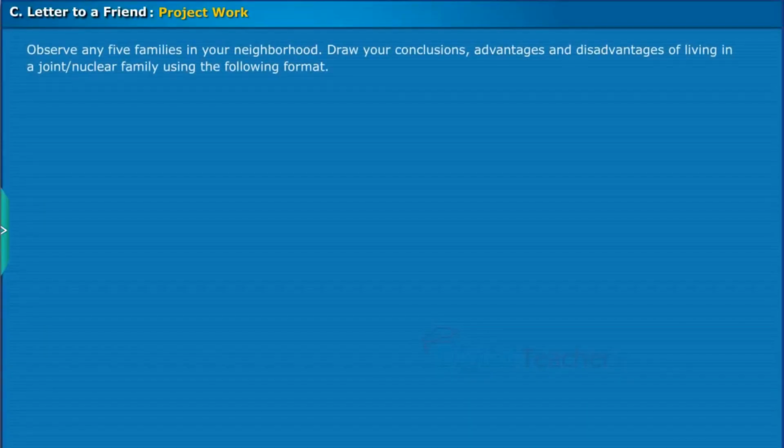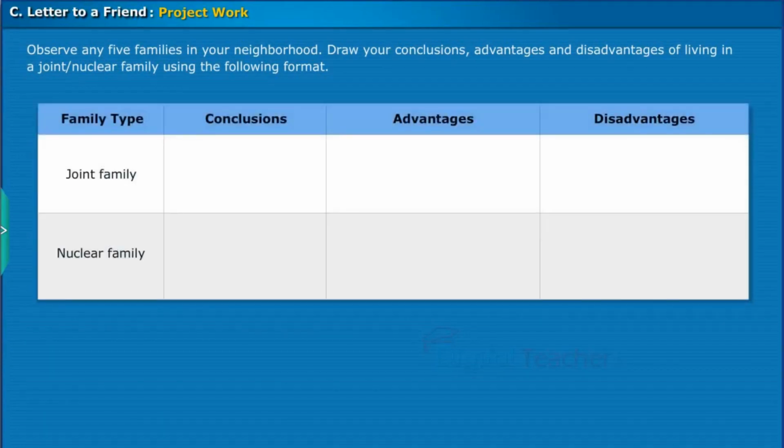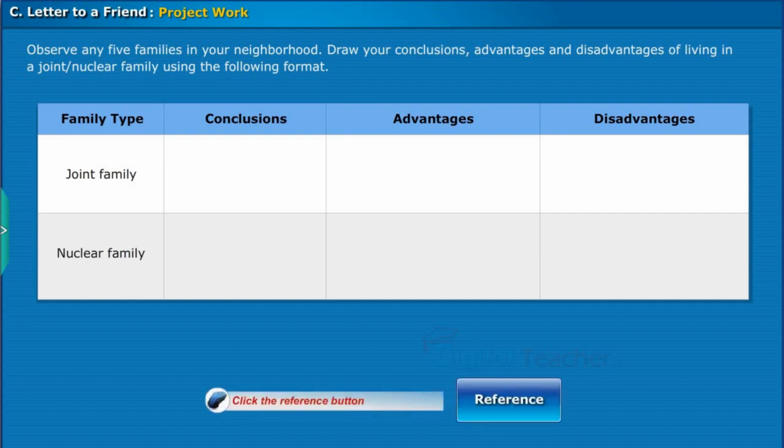Take up the following project work. Observe any 5 families in your neighborhood. Draw your conclusions, advantages and disadvantages of living in a joint or nuclear family using the following format. Click the reference button for help.